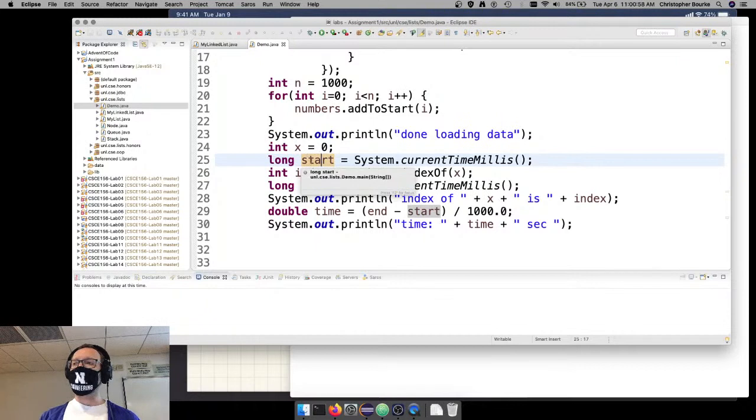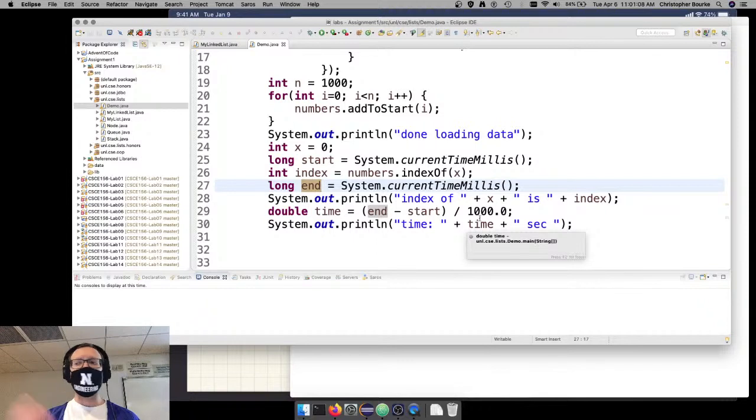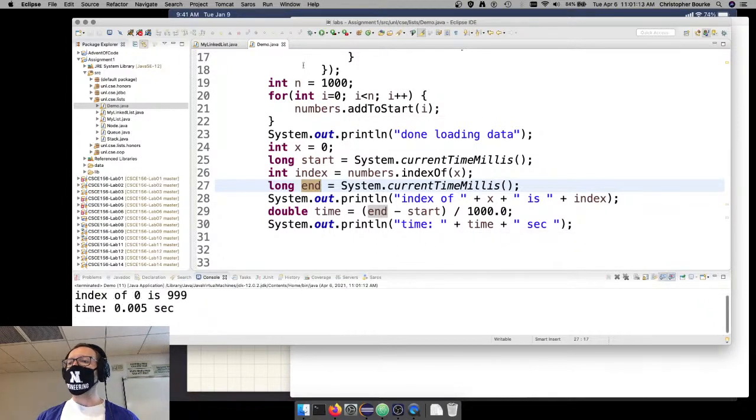So I take a sample of the time at the beginning, then I call that method, the index of method. I take the time at the end, and then I divide by 1,000 because it's in milliseconds, etc. And then I report the time. So let me go ahead and run this and show you what it looks like. Done loading data. It was almost instantaneous. Index of 0 is 999, all at the end, right? But it only took 0.005 seconds.